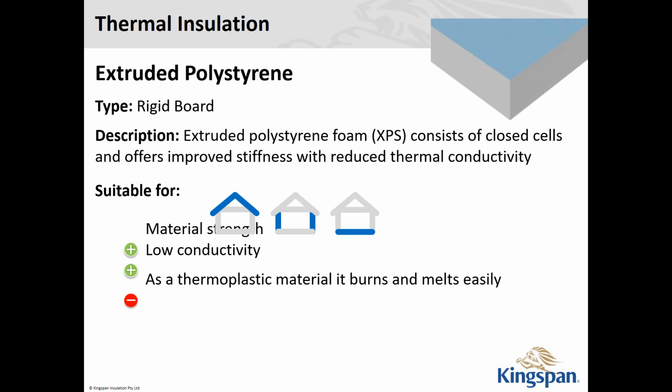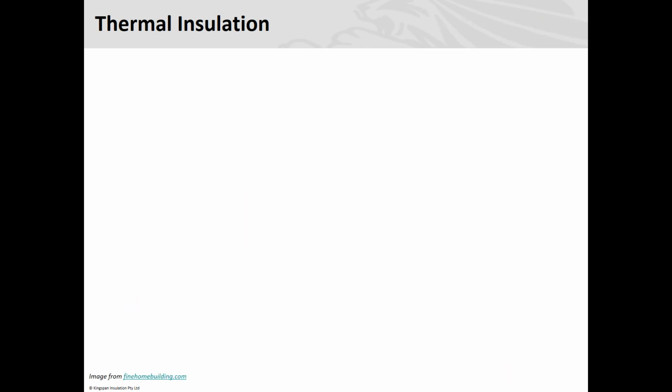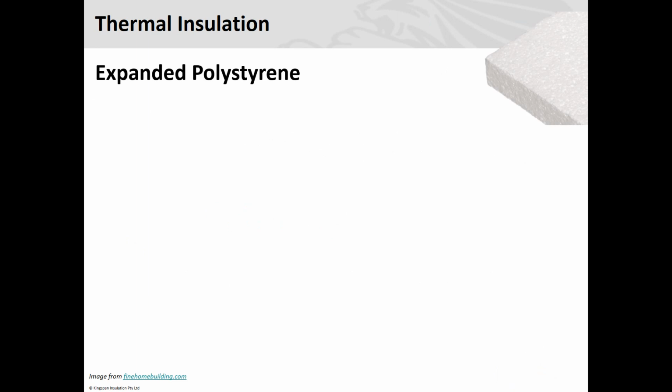It has quite good material strength, but as a thermoset, it can melt quite easily. One application I've seen used a bit is in gable ends. Because it's very simple to cut, you just get it into the gable end and then render over it. So it provides that rigid substrate for rendering.